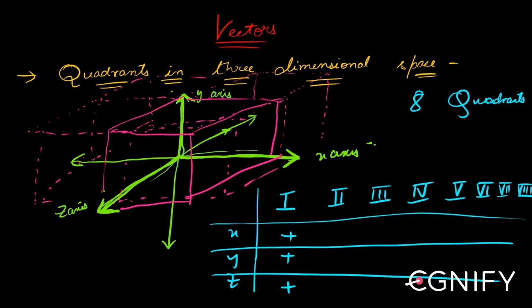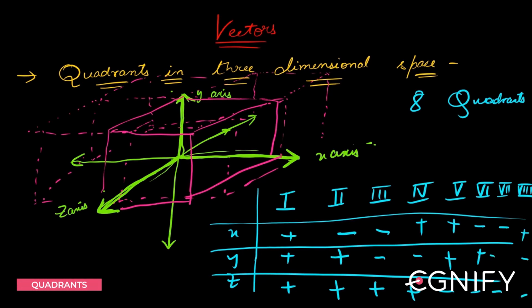Similarly, I'll fill up the table for all quadrants. This is your second quadrant, where x is negative and the others are positive. This is your third quadrant. This is your fourth. This is fifth. Sixth quadrant looks something like this. Seventh is all negative, and eighth is this. Now, these are just notations. Never in an exam will they give you the signs of x, y, z and ask you to tell which quadrant it is. That's not expected. You don't actually need to memorize this. This is just for your understanding of how the signs change.